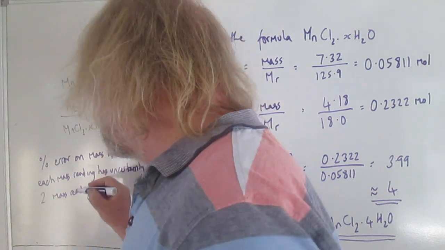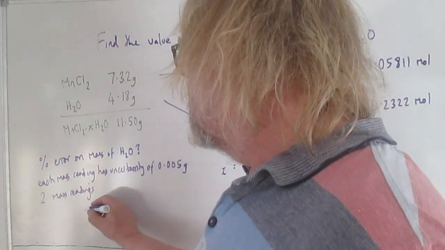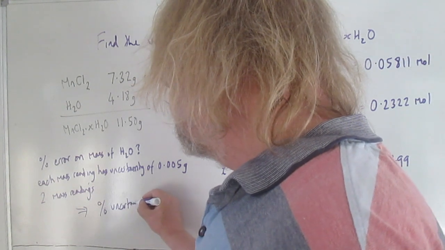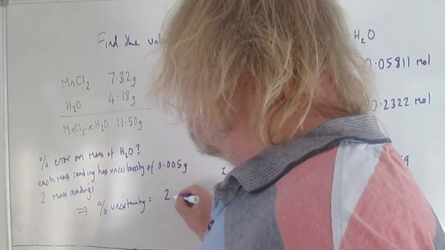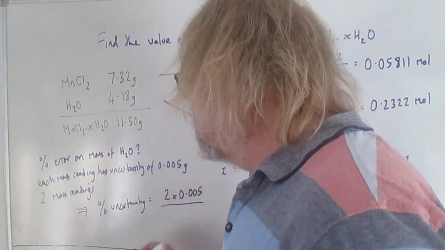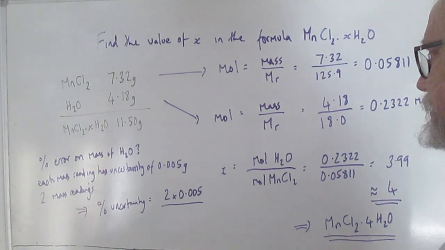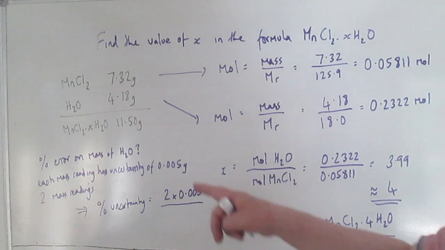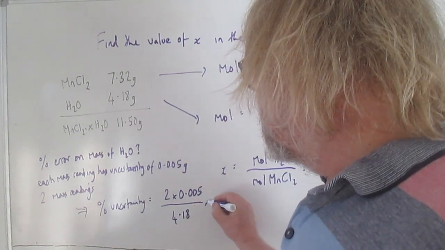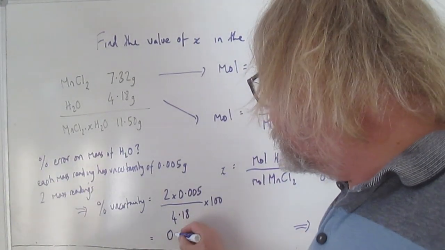And so you have to add up those 2 uncertainties. So that means that the percentage uncertainty is 2 times 0.005. Okay, so 2 lots of the individual uncertainty divided by the value measured, and the value measured for the mass of water is 4.18 times 100, which is 0.24%.